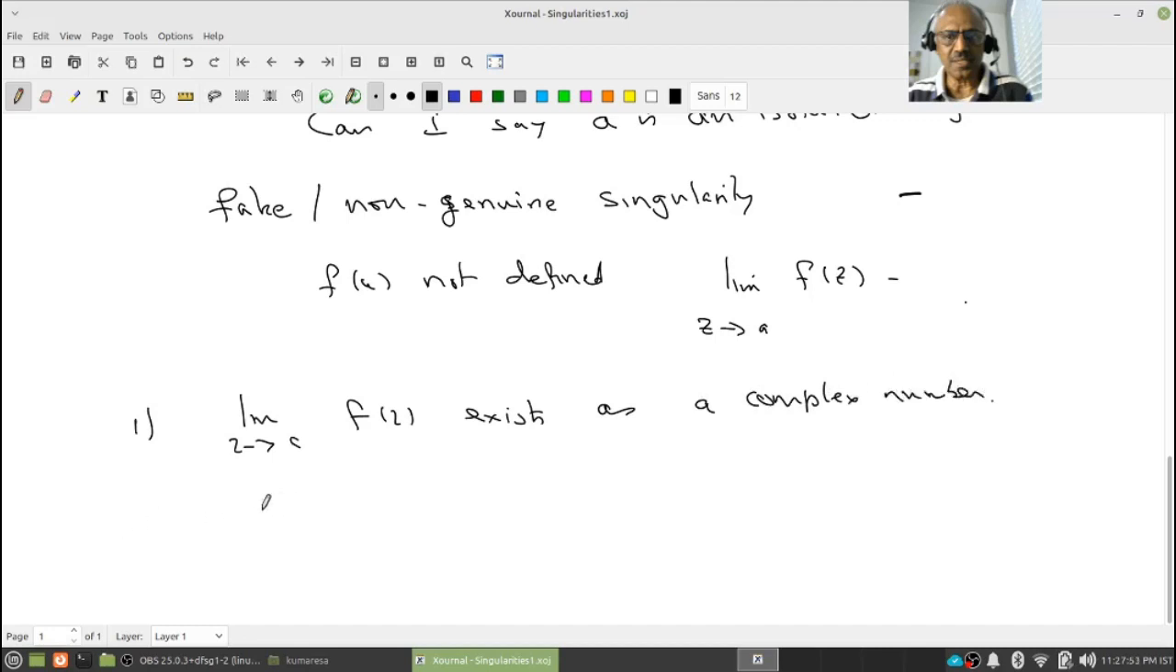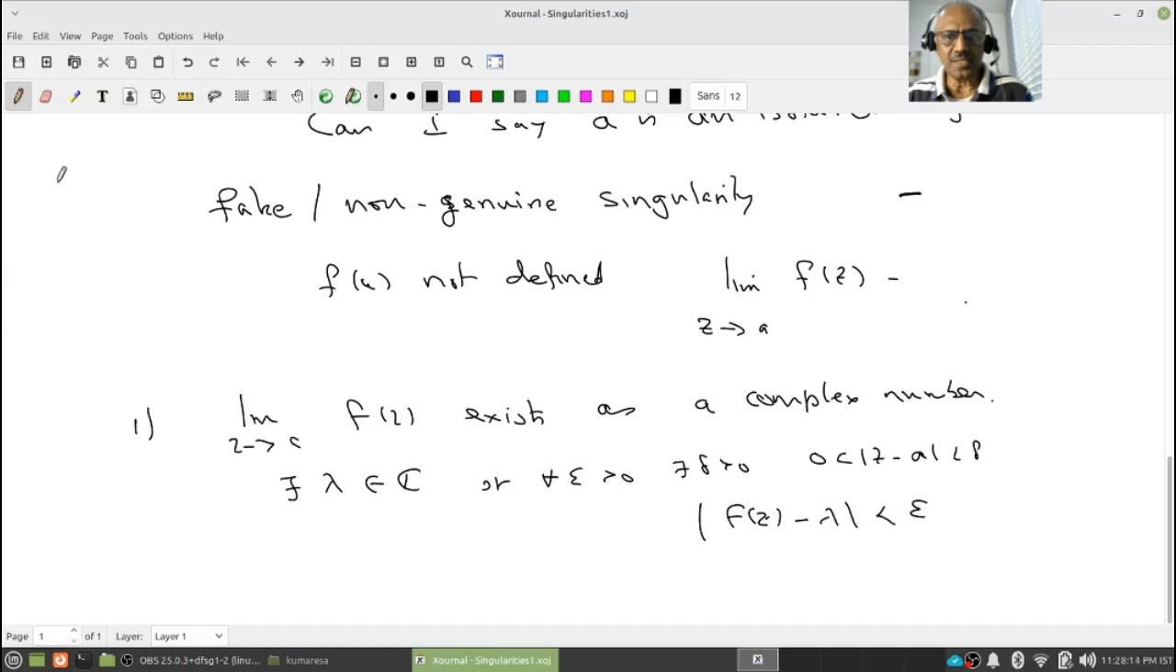Let us recall what it means. There exists a complex number lambda such that for every epsilon positive there exists a delta positive so that 0 less than mod z minus A less than delta implies mod f(z) minus lambda is less than epsilon. This is the definition. This is one possibility.